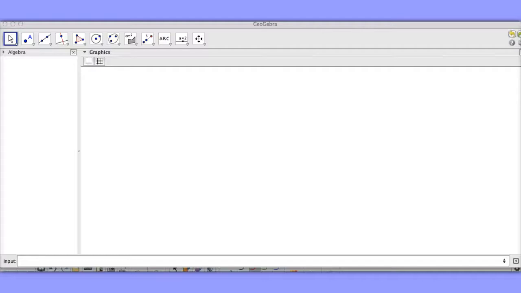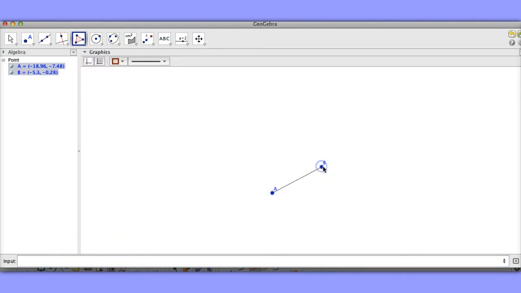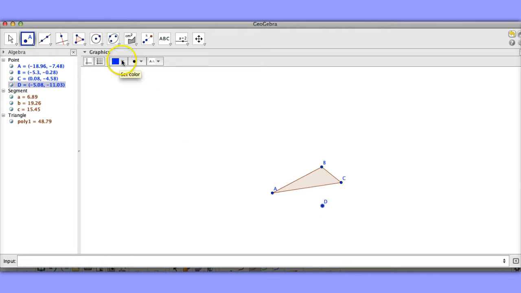In this lesson, we're going to take a look at the ratio of areas of similar figures. Let's begin by getting two similar triangles. So here I've constructed a triangle, and I'm going to make a second triangle that is going to be twice as large in terms of the lengths of the corresponding sides.